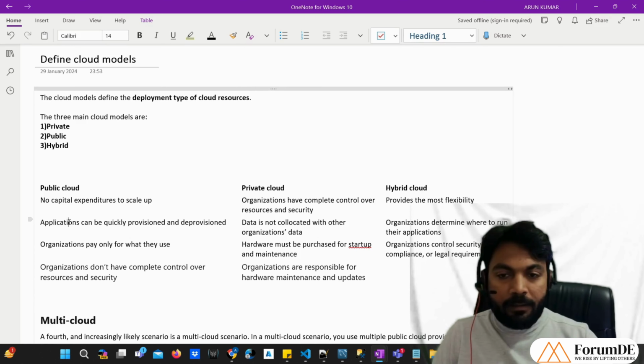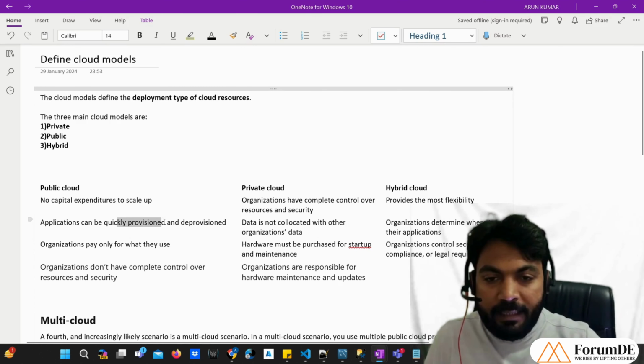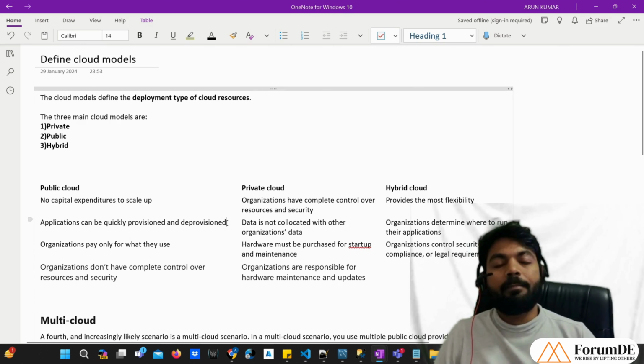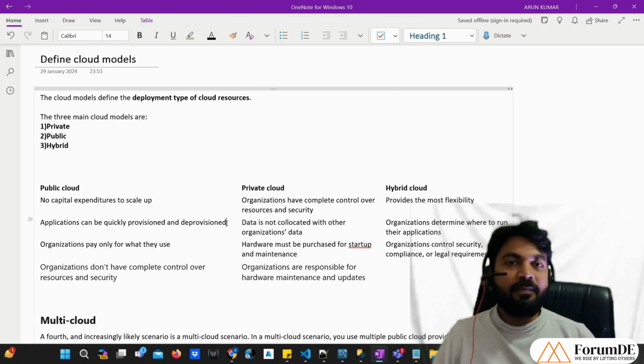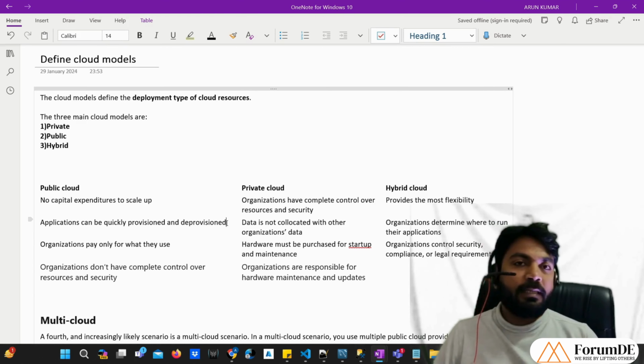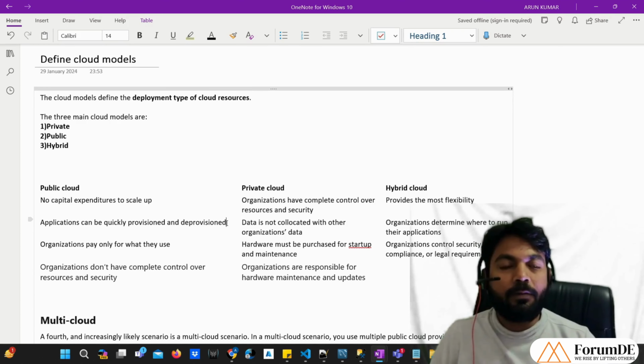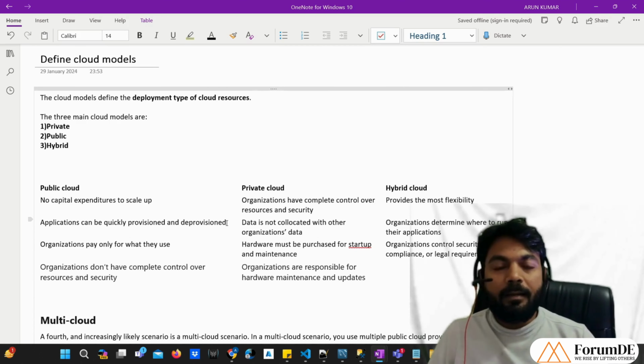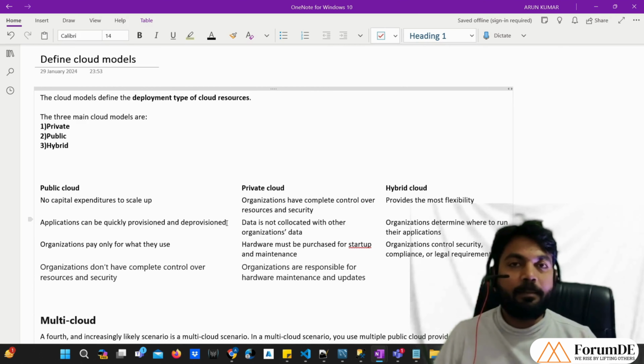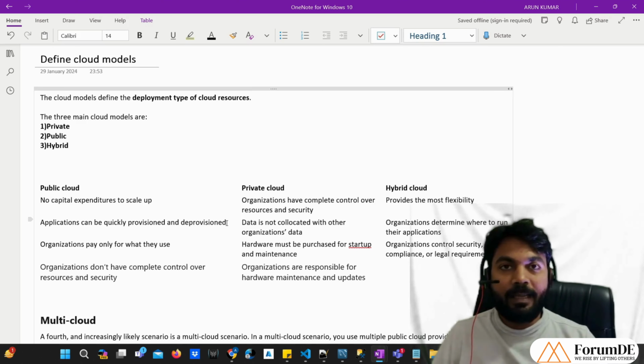Applications can be quickly provisioned and quickly deprovisioned. If we need any storage account, we can easily provision Azure Data Lake Gen 2 or Azure Blob Storage or Azure Databricks or an Azure Web App, and use it for as long as we want. After my usage is complete, we can easily deprovision, I mean decommission, that.